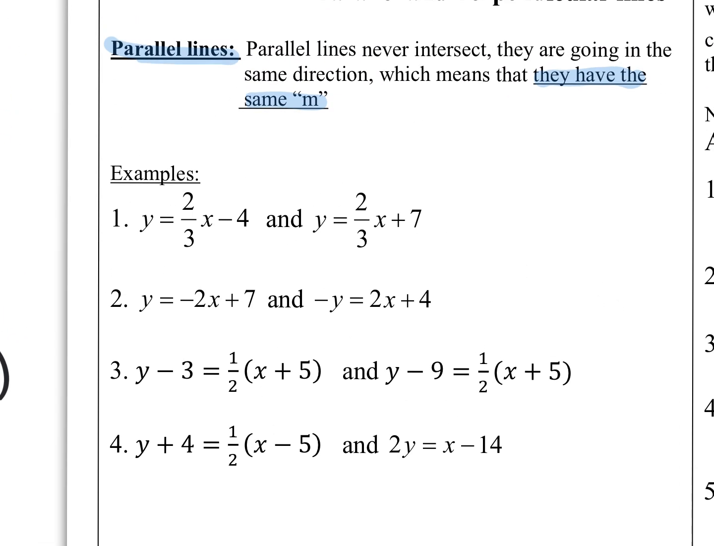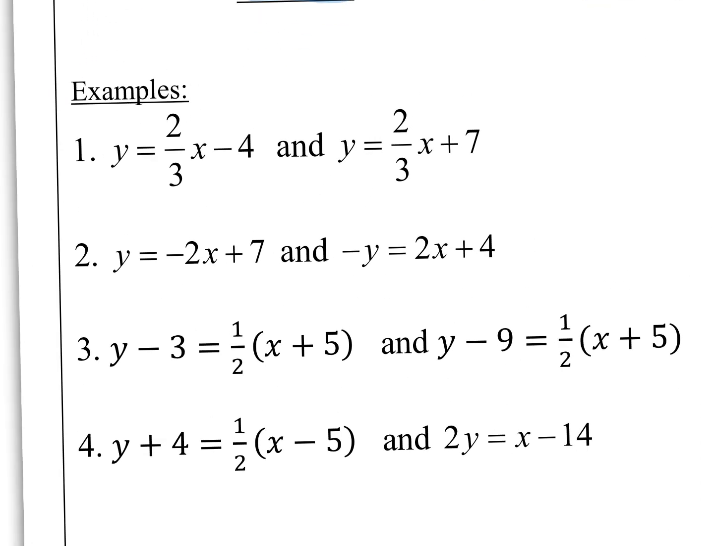All of these examples are lines that are parallel. The first two are both in slope-intercept form, so we could clearly see that the slope is 2/3, the slope is 2/3. That means that these guys are parallel. If you were to graph them, they're never going to cross, okay? Now, number two, the slope right here is -2.